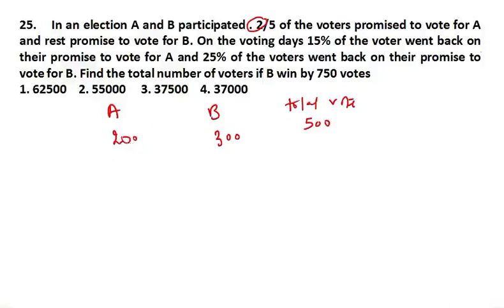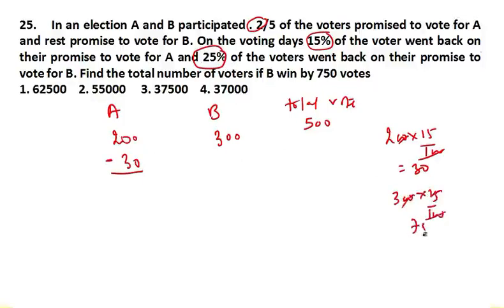Now it is saying that on the voting day, 15% of the voters went back on their promise to vote for A. Now what is 15% of 200? 200 into 15 by 100 is how much? It is going to be 30. So 30 people went back on their promise. Fine. And 25% went back on their promise to vote for B. Now what is 25% of 300? You get 75. Fine.